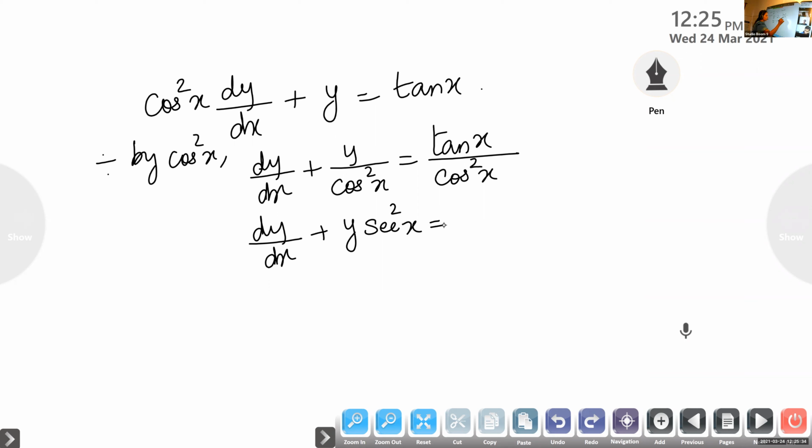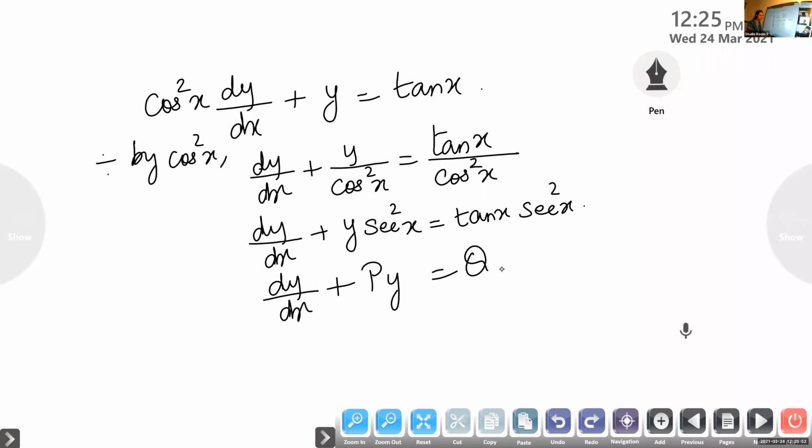This one also we can write as tan x into sec square x. Now compare it. Is it of the form dy by dx plus py is equal to q? Compare it. What is the value of p? P is sec square x. And what is q? Q is tan x into sec square x.